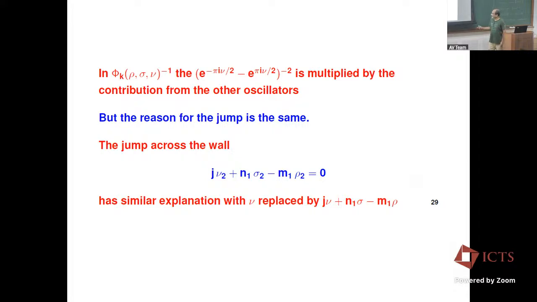And we can also calculate the jump across other walls. Basically, the physics is the same. All you have to do is to replace nu in the previous analysis by this combination over here. So this explains why from the microscopic counting we have the same partition function, nevertheless we have different index.